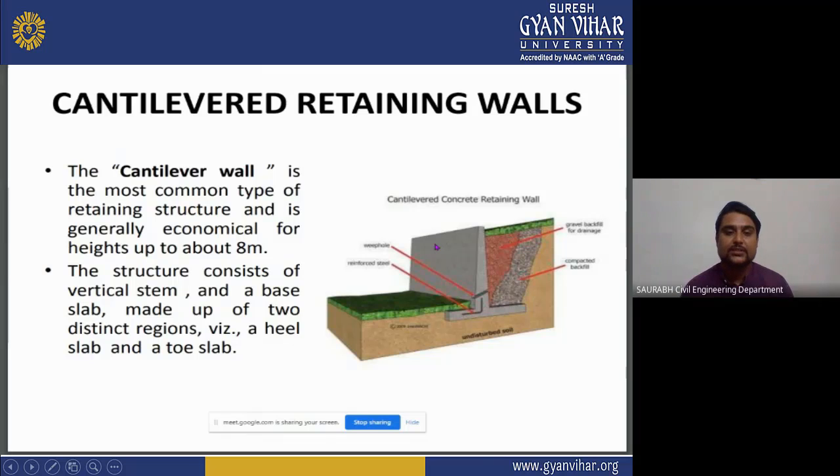The structure consists of a vertical stem and a base slab made up of two distinct regions, a heel slab and a toe slab. As you can see here, there is a weep hole and reinforcement steel is also provided in the cantilever retaining wall. This is your gravel backfill for drainage, and that is your compacted backfill. These are all the components of a cantilever concrete retaining wall.